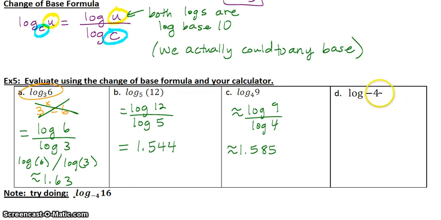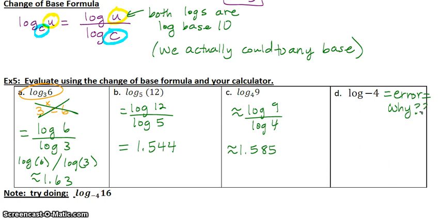Ooh, log of -4 for D. Now notice this one already is base 10, so the only reason I changed the base is because it's not base 10. So this one already is base 10, so I don't have to do the change of base. But when I type this into my calculator, you get an error message. My question is, why? Why would I get an error message?